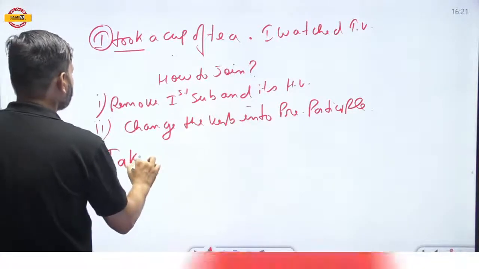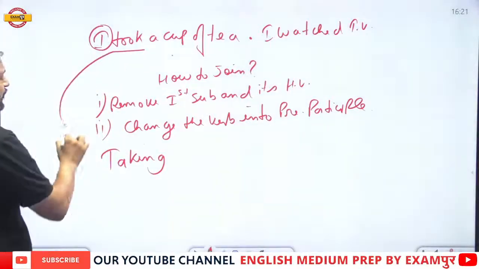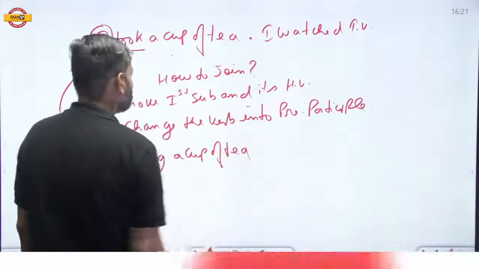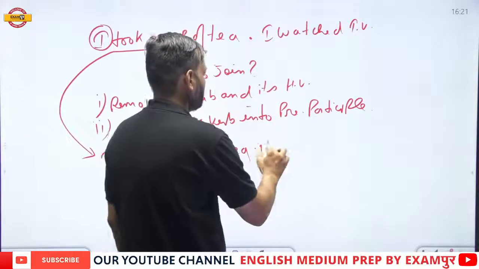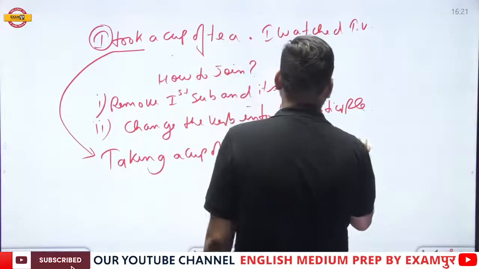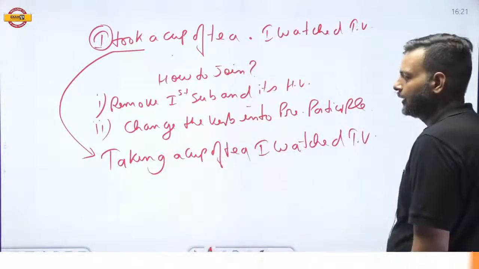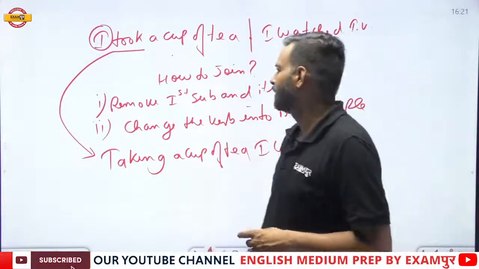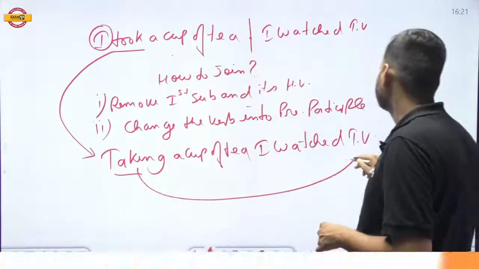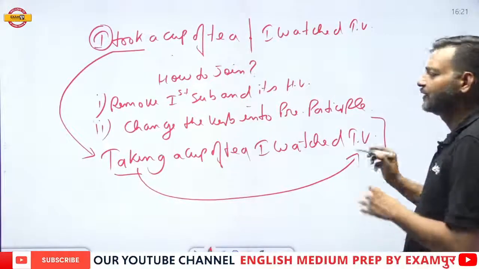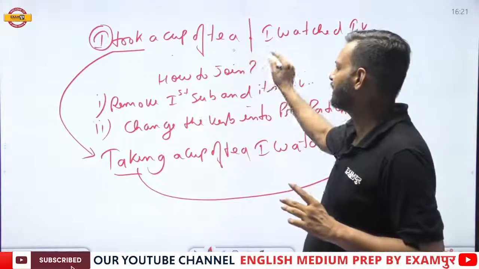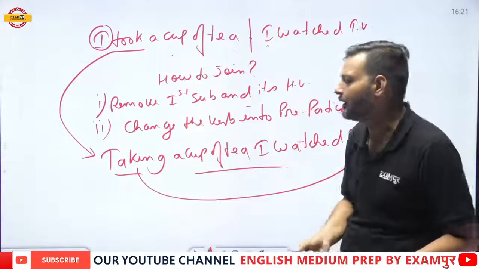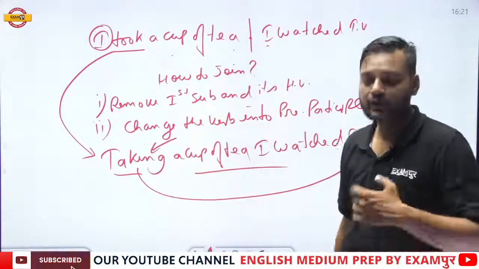So present participle of took is taking. Taking a cup of tea, I watched television. Okay, so these were two separate sentences, but using present participle we have joined them and now this is a single sentence. Here we had two sentences, but this is a single sentence, and what we have done, we have used the present participle to join them.